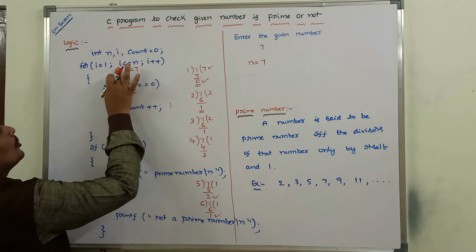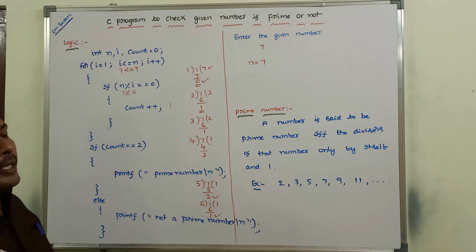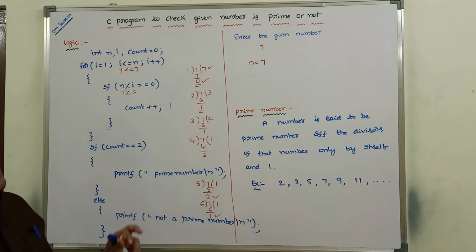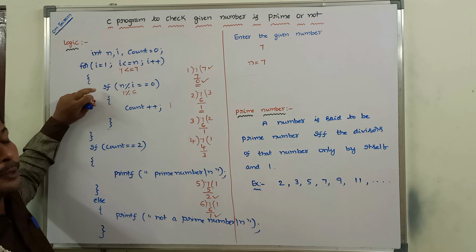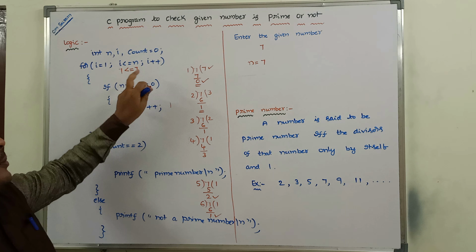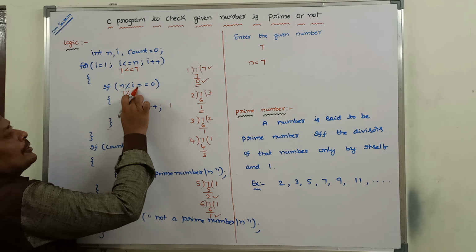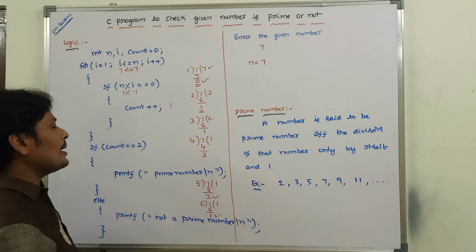Now I value becomes 7. Previously it was 6, now it is 7. 7 is less than or equal to 7. Condition true. The control goes to the body of the for loop. In that body of the for loop, the if statement is there: n modulus operator I equal to 0. Here n value is 7, I value is 7. So 7 modulus operator 7.